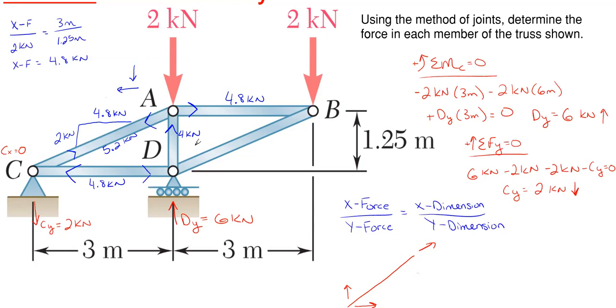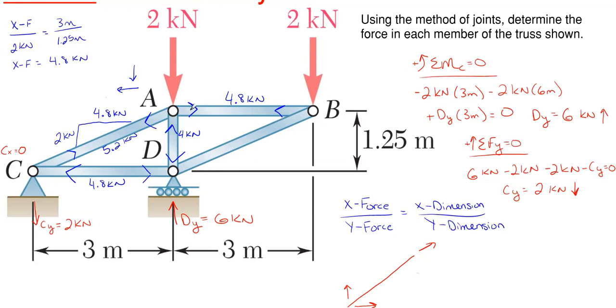Now I just have to complete the arrows at the opposite ends. Well, AB is pulling on joint A, so it must be pulling on joint B. This represents tension. Anytime you're pulling on a joint, that is tension. I have 4 kilonewtons, which is pushing on joint A, so I need it to be pushing on the other joint as well. This represents compression.